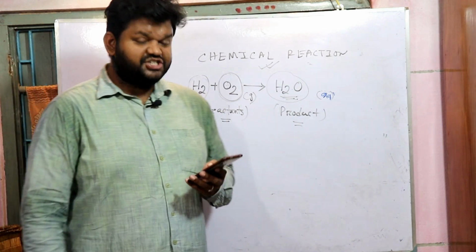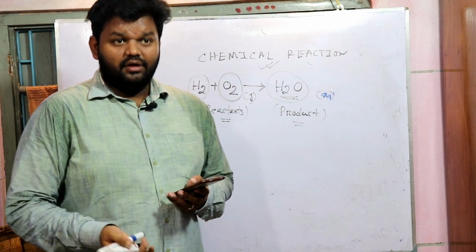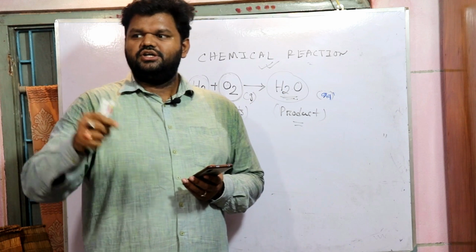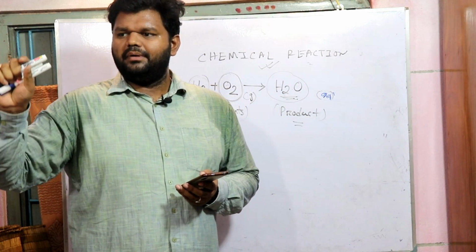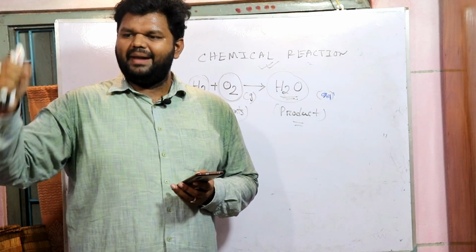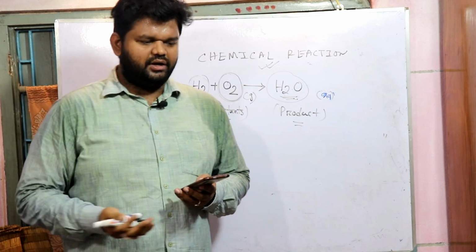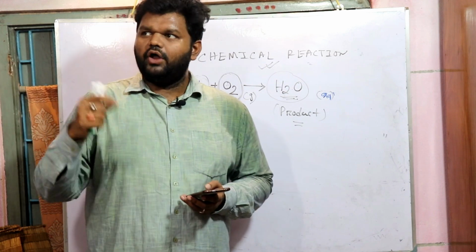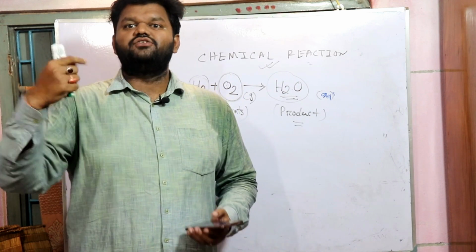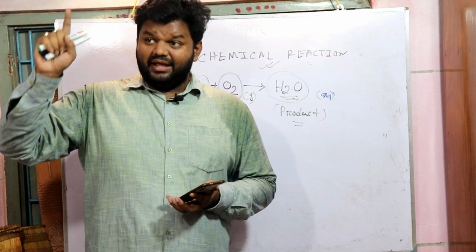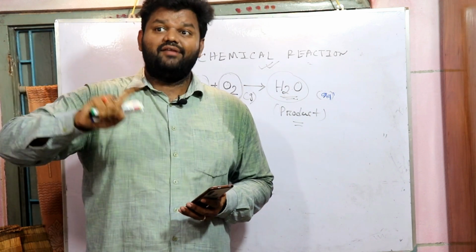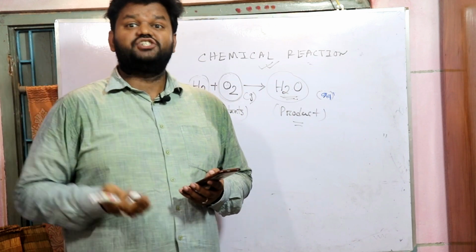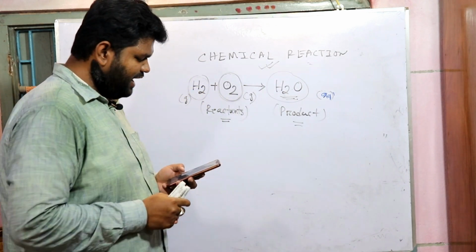Number 3, rusting of iron. We know if we take a small piece of iron and place it in the air, in the moisture, for very long days, after a certain period we will observe that the iron is rusted. That means in the presence of oxygen, by the reaction with oxygen, that iron is getting rusted. So rusting of iron.